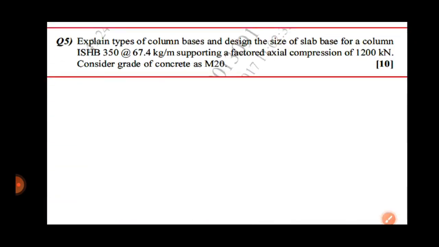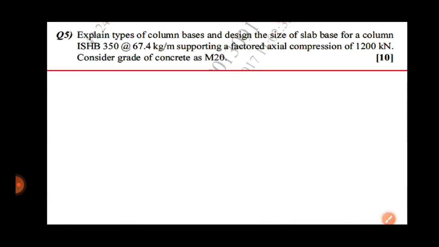Now the numerical: explain types of the column bases and design the slab base for a column ISHB 350 about 67.4 kg per meter supported by the factored axial compression load of 1200 kilonewton. Consider the grade of concrete as M20. If you observe, the load is directly given as a factored axial load, so no need to multiply it by a multiplication factor, that is factor of safety.